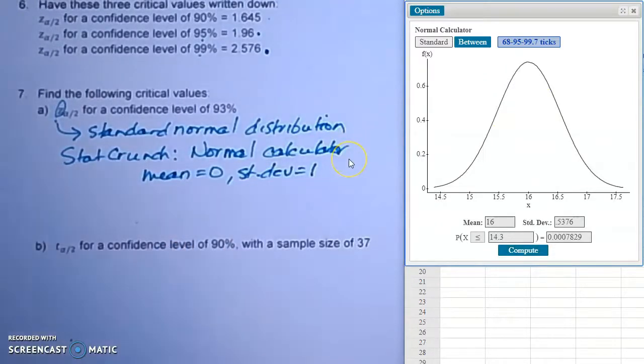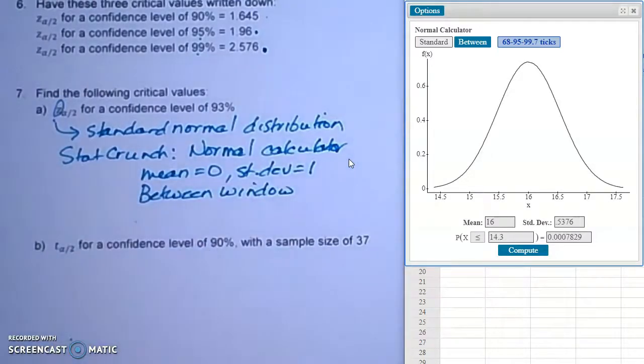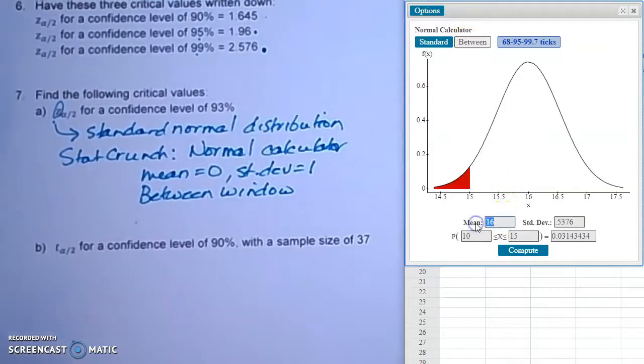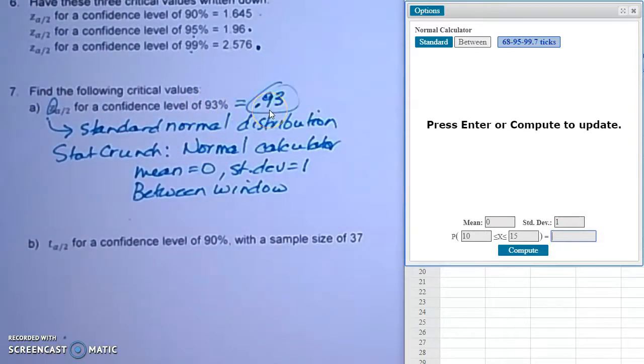And to do this, I want to use the between window in my normal calculator. So I'm going to change this to between. I'm going to put in my mean of 0 and my standard deviation of 1. And now, what I'm going to really do is use this tool backwards. So in this box to the right of the equal sign, I want to put in the decimal value of my confidence level. 93% is the same as 0.93. So that's the number that I'm going to put in to the right of my equal sign here.